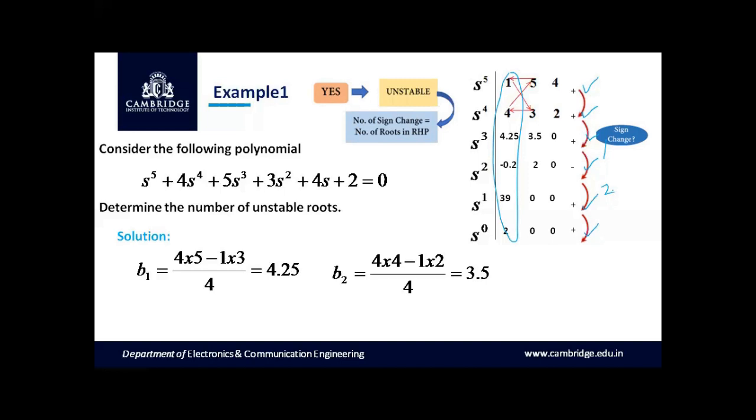And apart from that, the number of sign changes gives you the number of roots in the right half plane. As we have 2 sign changes in this example, we have 2 roots in the right half of the S-plane. Hence, we can conclude that there are 2 sign changes. Hence, the system has 2 poles in the right half plane. Hence, the system is unstable. The question is to find the number of unstable roots. So, it has been clearly written in the answer that 2 poles in the right half plane make the system unstable. Let us solve a few more example problems.